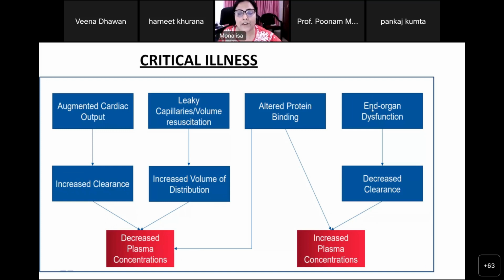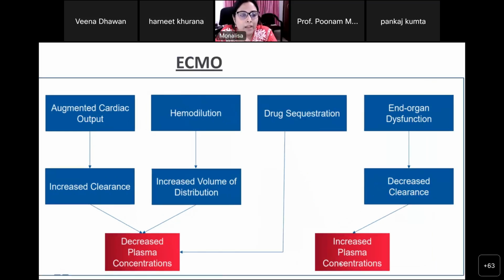There's also a lot of end organ dysfunction which is associated with critical illness. Now, what are the organs which we are talking about here? The two main organs responsible for drug metabolism are the liver and kidneys. That will also lead to decreased clearance, as a result of which there'll be increased plasma concentration of the drug. Similarly, what does ECMO do?